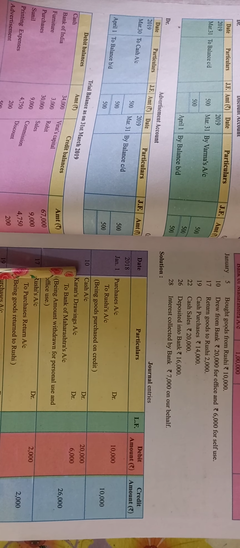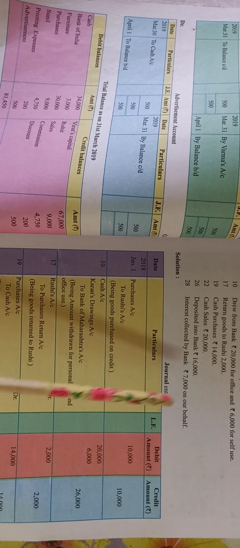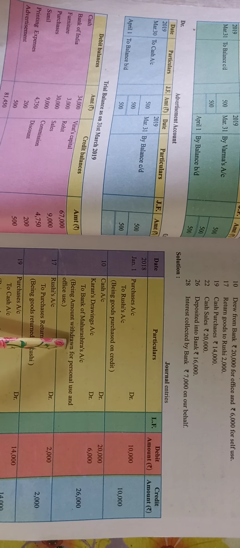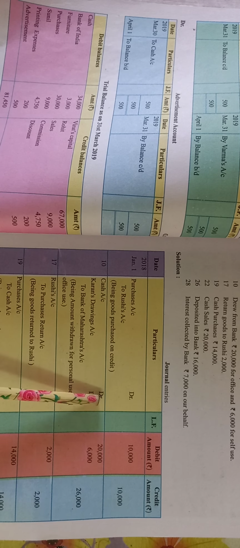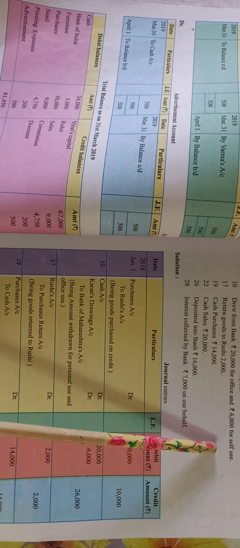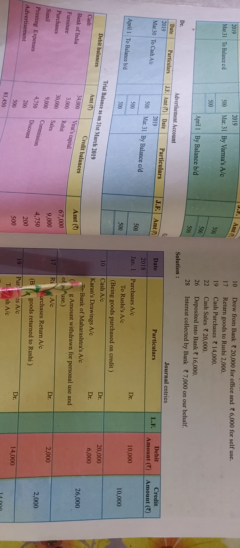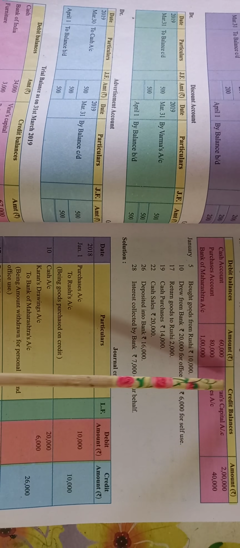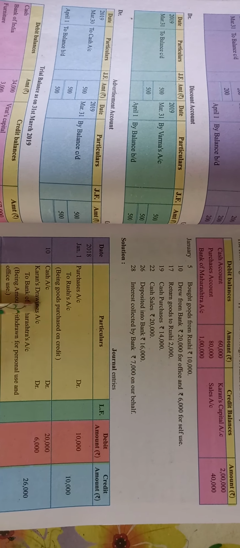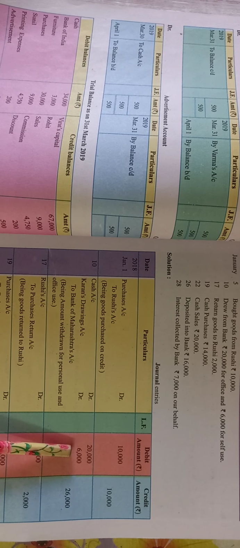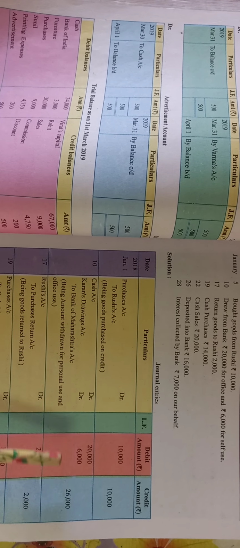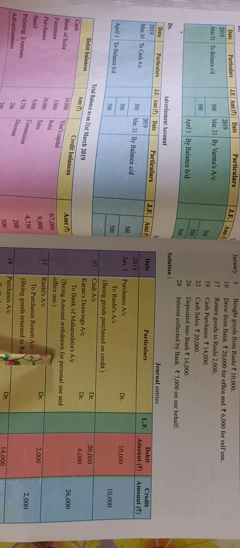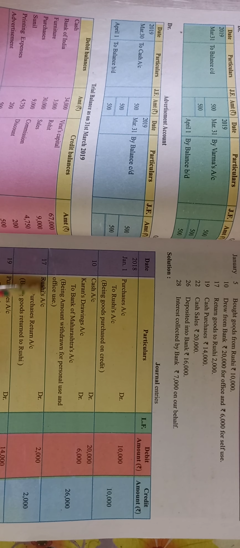10th January, cash account debit. This is withdrawn for office use 20,000. Office use means cash account debit to bank account credit. So cash account debit 20,000 and 6,000 for self use. Self use, that's why drawings account. In whose books are we making this? Kiran's. So Kiran's drawings account debit 6,000 to Bank of Maharashtra account credit 26,000. This is a combined entry, being amount withdrawn for personal use and office use.